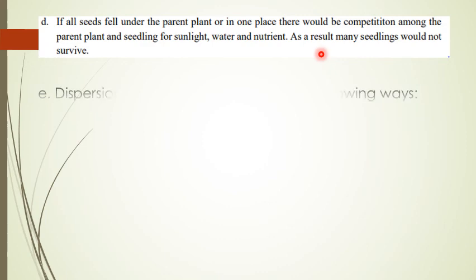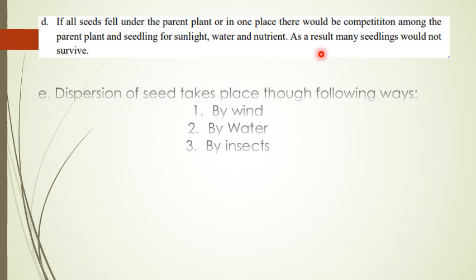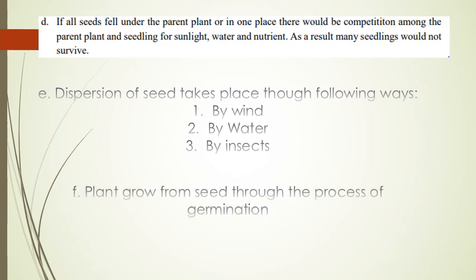Let's move toward question number 5. How does dispersion of seed take place? Dispersion takes place by different things: by wind, by water, by insects, by explosive material also. Next, how does a plant grow from a seed? A plant grows from a seed through the process of germination. You can also write here the process and definition of germination. So students, complete all these questions in your notebook.